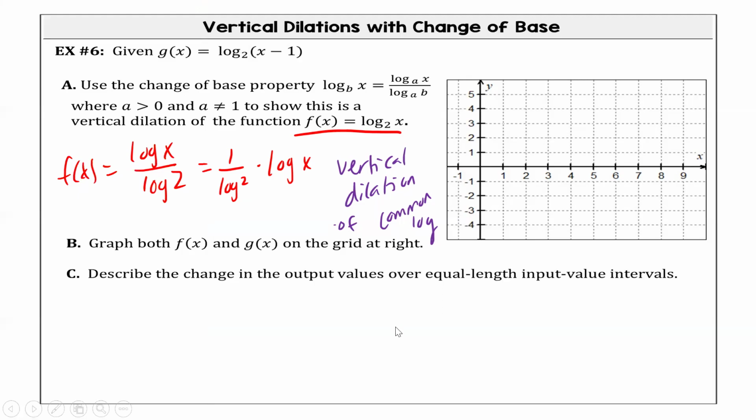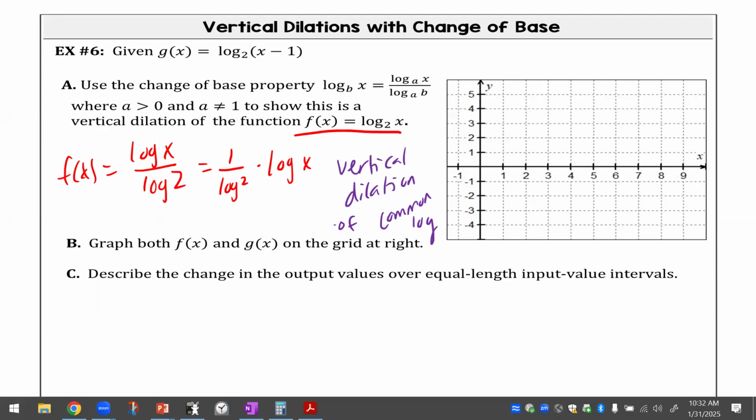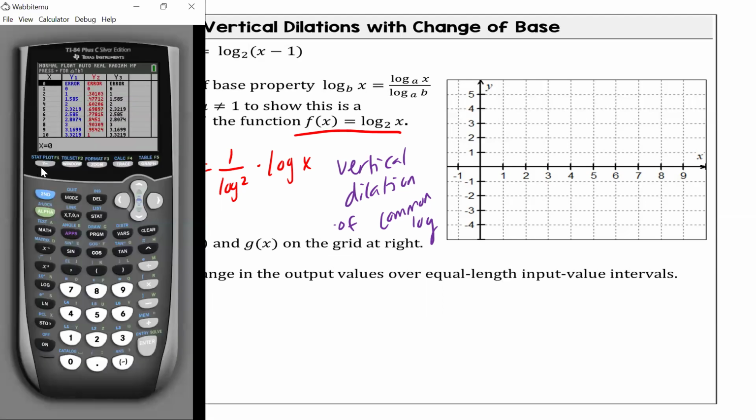Okay. All right. But anyways, it says graph both f of x and g of x. So g of x is a transformation of log. I did part A already, so now we're going to do part B. I no longer need to talk about the common log. Common log gone. Now, I'm going to transform this.